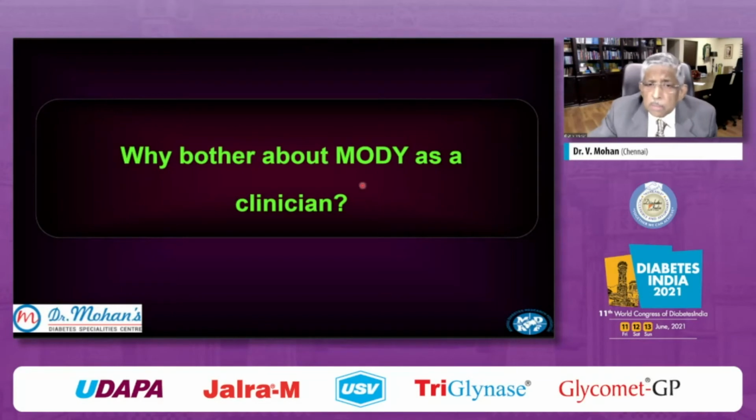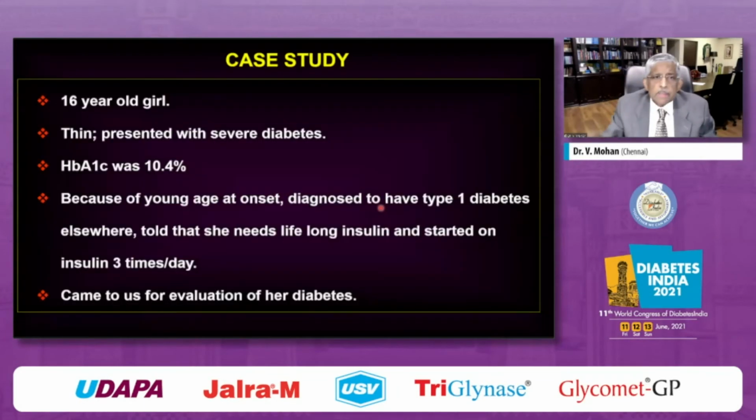But why bother about MODY as a clinician? Why should you bother about it? That's because we get children like this. This is a 16-year-old girl, and there was some discussion about this in the previous talk as well. She's thin, presented with severe diabetes, HbA1c is 10.4, and therefore people said this is type 1 diabetes. Let's treat her with insulin 3 times a day. So the parents brought her and said, can you relook at this and see whether she's really insulin dependent or not?